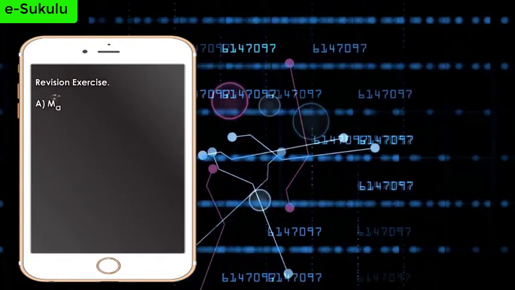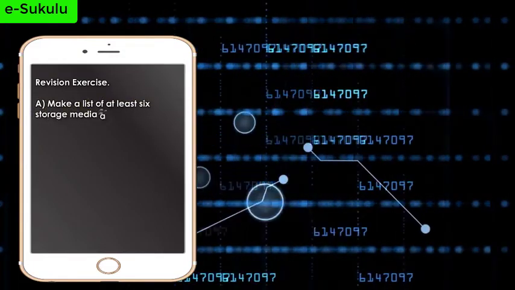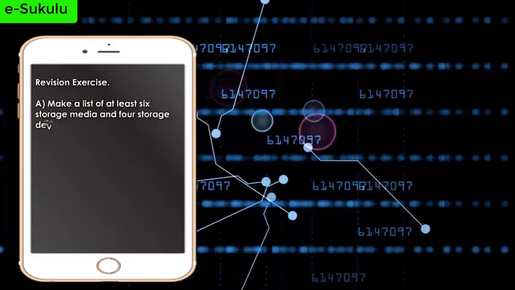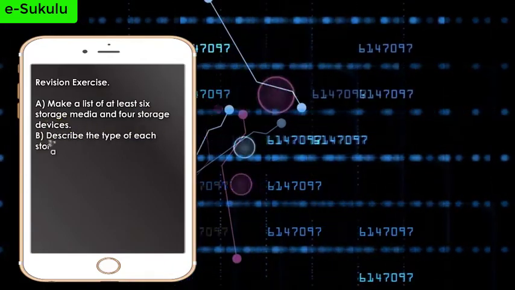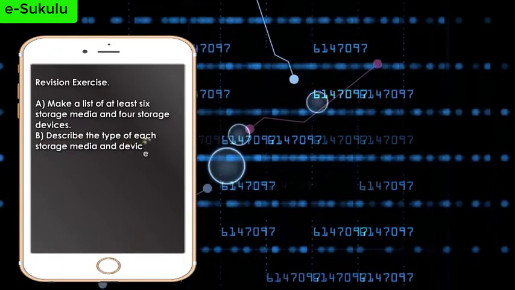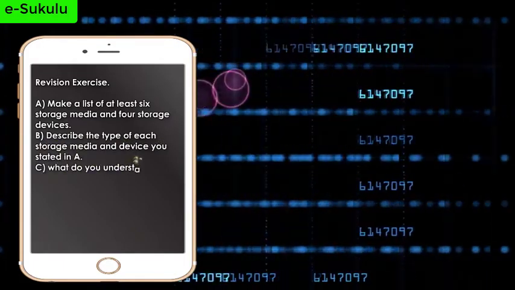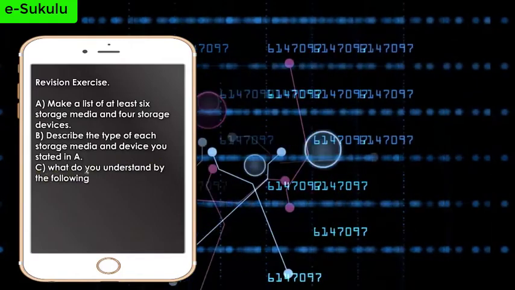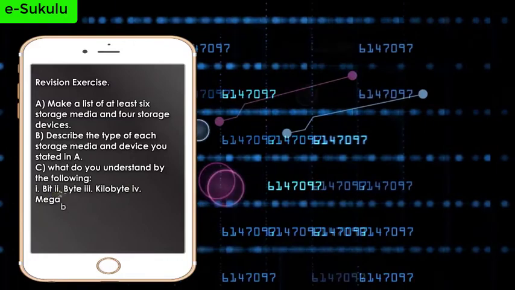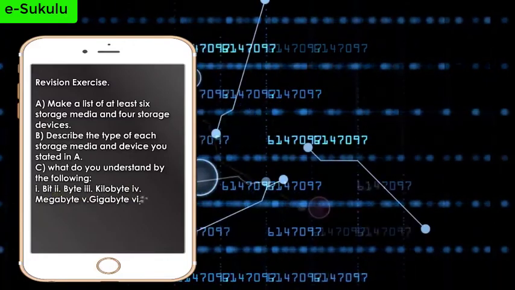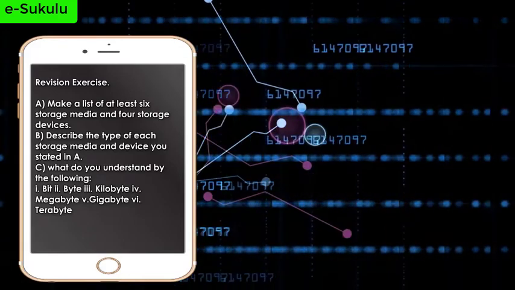Revision exercise. A. Make a list of at least 6 storage media and 4 storage devices. B. Describe the type of each storage media and device you stated in A. C. What do you understand by the following? 1. Bit. 2. Byte. 3. Kilobyte. 4. Megabyte. 5. Gigabyte. And 6. Terabytes.